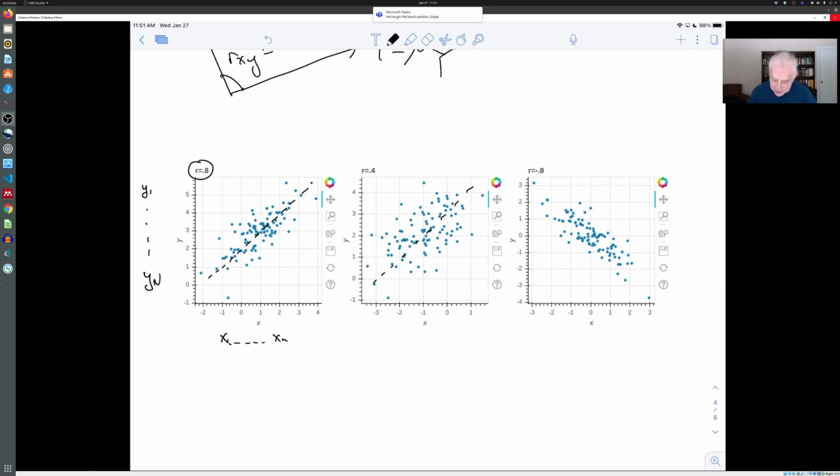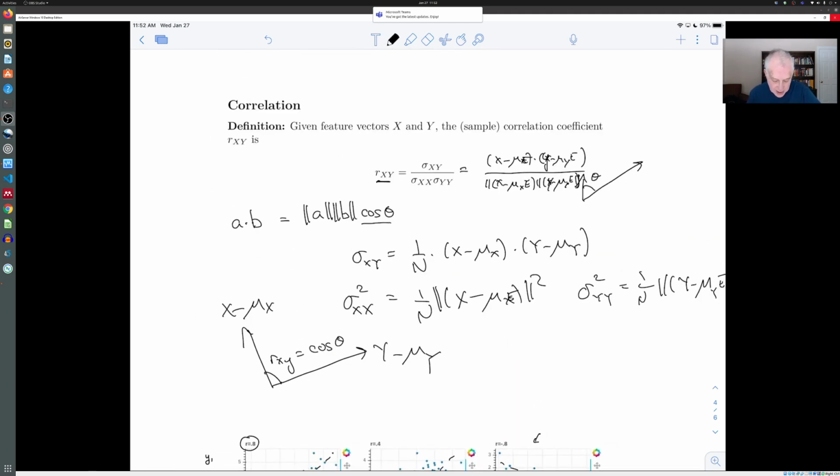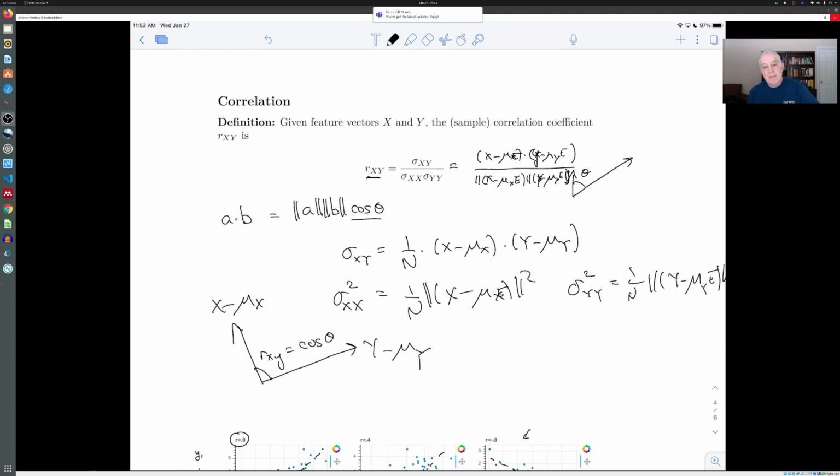The sign of r also matters, because in this example, I've drawn a picture where r is minus 0.8. Now you can see the same relationship as in the case where r is 0.8, but in the other direction. Here, increasing x decreases y. Here, increasing x increases y. So the correlation coefficient, which is what this rxy is called, the sample correlation, is one measure of how related the features x and y are.